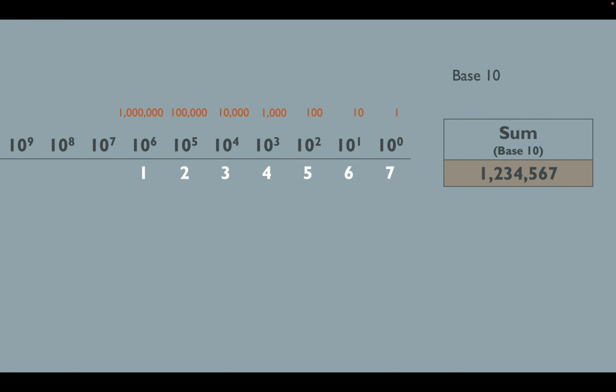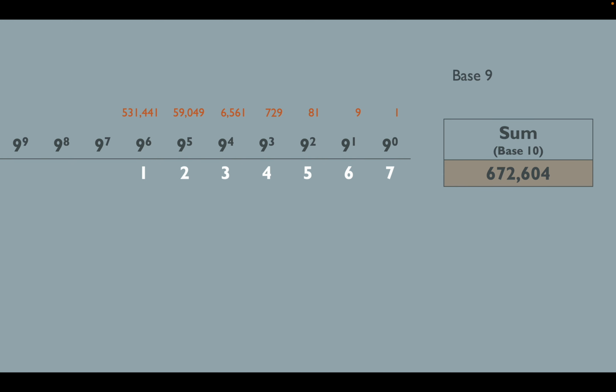And I'm also just going to have the sum of the number here, and that will always be in base 10. So I'm just using a number that we will always know, so that the sums are numbers that we can understand. The reason I'm doing this is we can see that in different bases, like base 9, this 1, 2, 3, 4, 5, 6, 7 actually represents a different number. This would represent 672,604. In base 8, 342, and you can go with base 7, base 6, and so on.